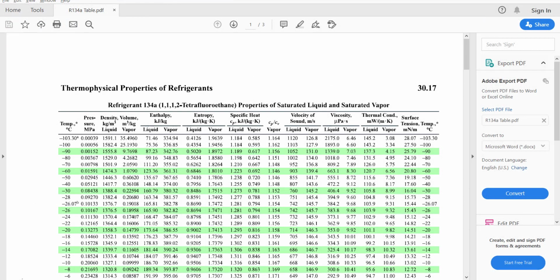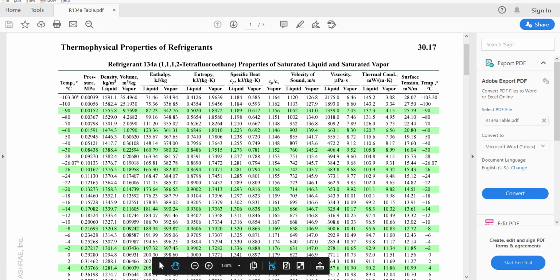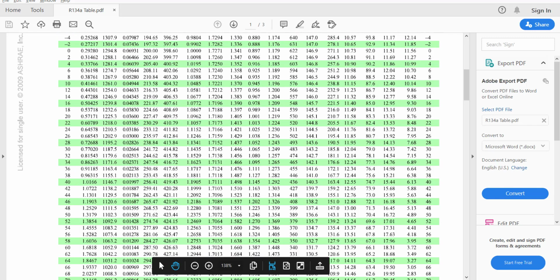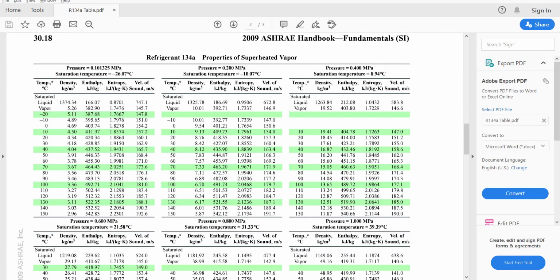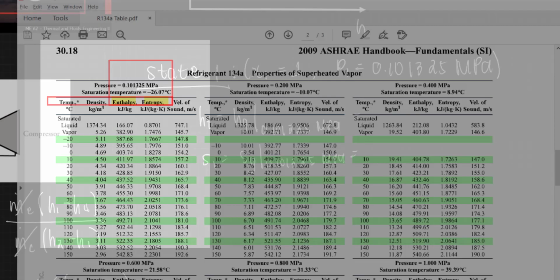So we have at 0.101325. Instead of interpolating here in your saturated table, punta na lang tayo sa superheated table. Merong specific table dedicated for it at makikita natin ang vapor enthalpies and entropies. So H1 is going to be 382.90 while S1 is going to be 1.7476. Kopyahin lang natin ang mga values na ito.